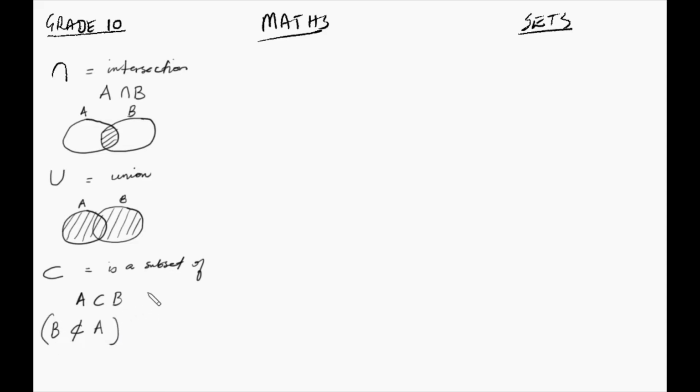Now, if we say A is a subset of B, what we have is this. We have set B, but inside this set B, we have another set A. The whole of set A is found in set B. So A is a subset of B.